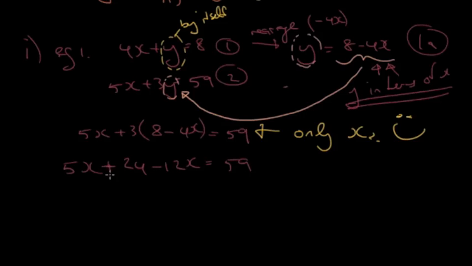Equals 59. And now we want to combine these x's, so you keep your apples with your apples, x's are apples, and your oranges with your oranges. Our oranges are our numbers. So 5 apples take away 12 apples is negative 7 apples. Keep our 24 there. And then we can take 24 from both sides. And we end up with negative 7x equals 35.